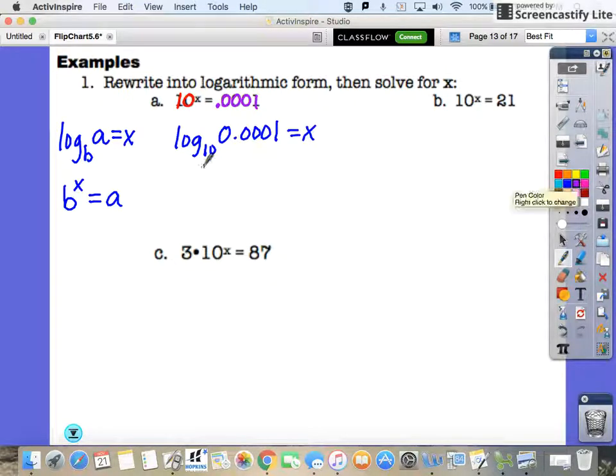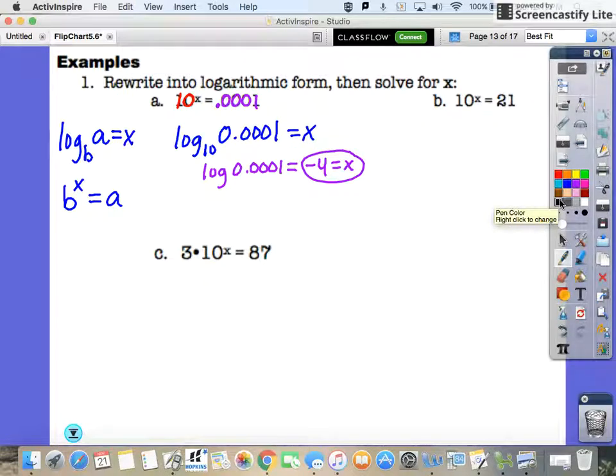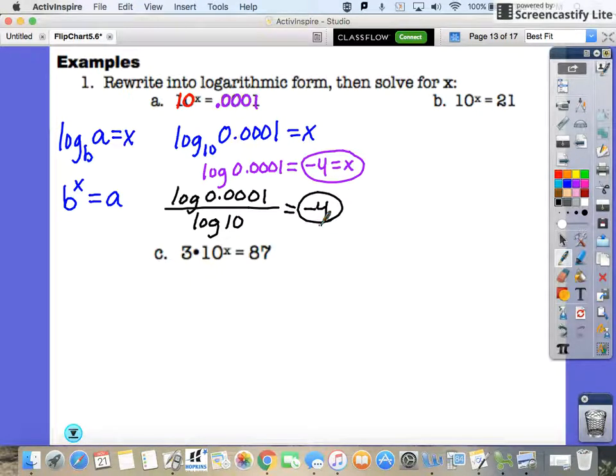Because this is the common log, you can literally type into your calculator log 0.0001 and hit enter, and it'll give you the solution, which is -4. That means 10 to the -4th power will give you this. But what I said in class is you don't need to memorize 2 sets of rules. The same logarithm division system will work. So you can take log of 0.0001, divide by log of 10. You put this on top, this on bottom. Hit enter and you'll get -4 also.